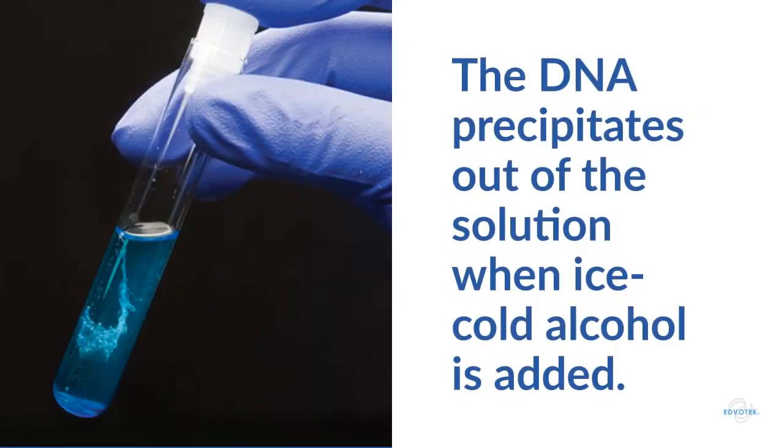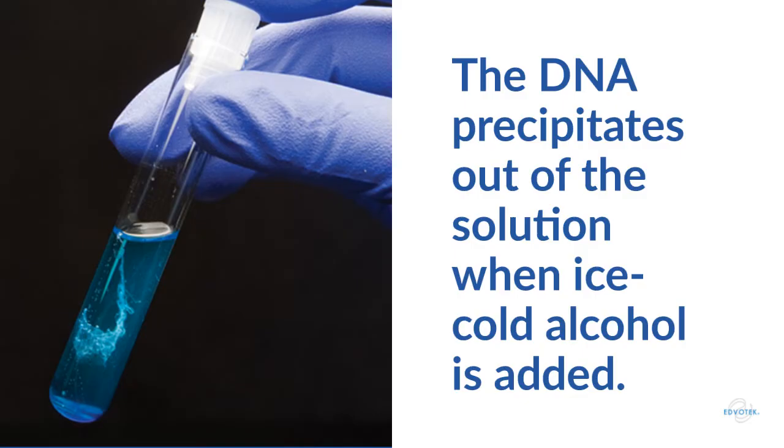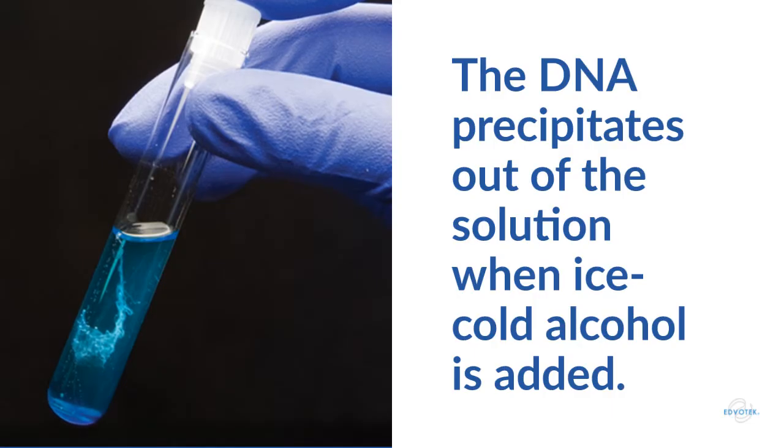Next, we add ice-cold isopropyl alcohol to the cell lysate, which causes the DNA to precipitate from cellular lysate as sticky white fibers due to its low solubility in isopropanol. The addition of salt neutralizes the negatively charged backbone of DNA, further decreasing its solubility. Furthermore, we're going to make sure our alcohol is super cold, as the colder temperature promotes even greater DNA precipitation.